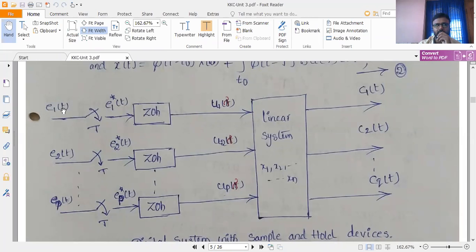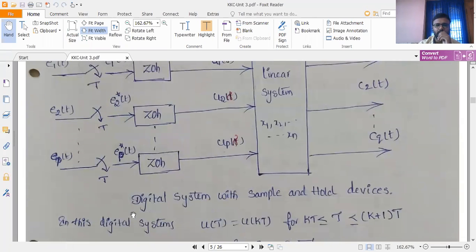These are the inputs given to the zero order hold circuits with the samplers. Due to the synchronization process, E1 of t is converted into E1 star of t, and similarly E2 of t is converted into E2 star of t. In the same manner, EP of t is converted into EP star of t.